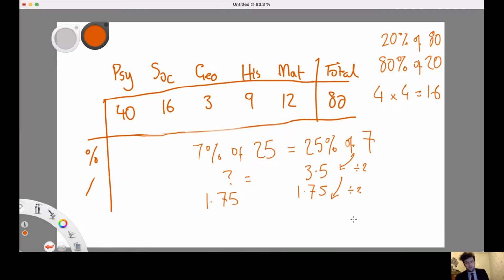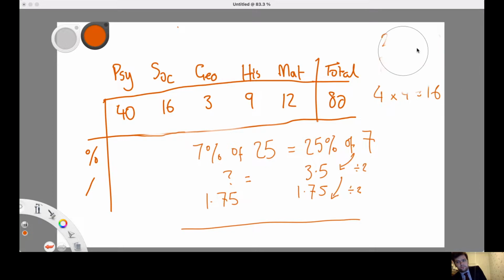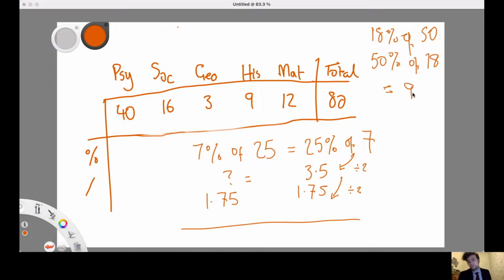But this one I think is a good example that if you do get stuck, you can reverse percentages. So it might ask you what's 18% of 50. Yeah, let's do that one, 18% of 50. And you think that is awful to work out, so I've got no idea how to do that. Well, just remember that 50% of 18 is the same answer. And we know 50% is just a half. So we know that the answer is just 9. Makes it so much easier to work out when you know the trick.